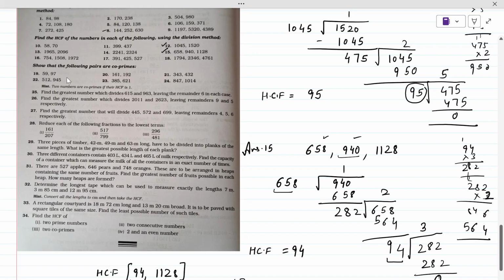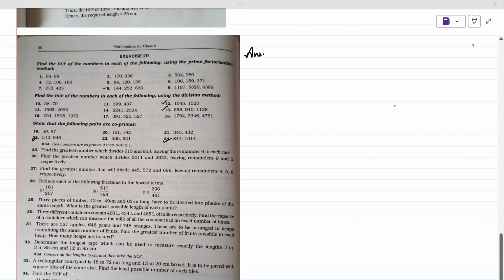Now what we have is, show that the following pairs are co-prime. So kids, we have learned what co-prime numbers are. Co-prime numbers are the numbers which have only one as the common factor. So let's try two questions from this. I'm picking 22 and I'm picking 24. Let's do these questions. 24: we have 512 and 945.